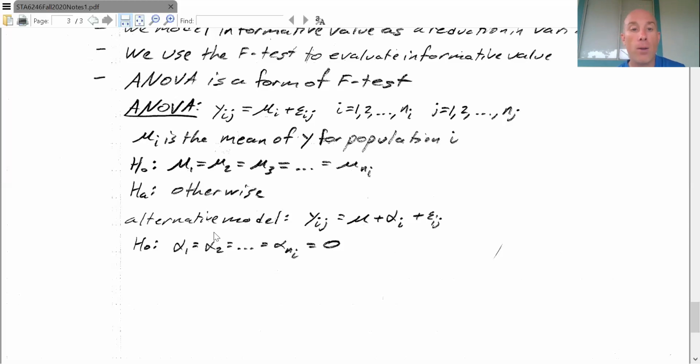An alternative model is pretty much the same thing, but now we have a population average mu, and alpha sub i is the deviation of the subpopulation from the overall population mean. Our null hypothesis is that all the alphas are equal to 0, which means they would all have the same subpopulation average, which is just the overall average.